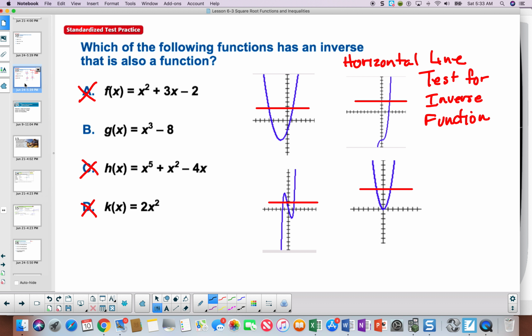Only B passed the horizontal line test for inverse function. Notice that the horizontal line passed the function in only one spot, so that's a guarantee that when we find the inverse, it will also be a function.